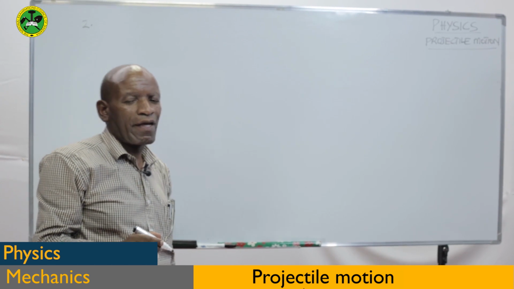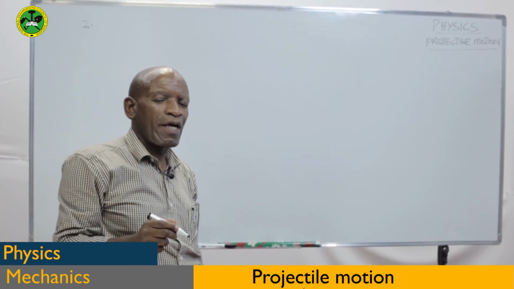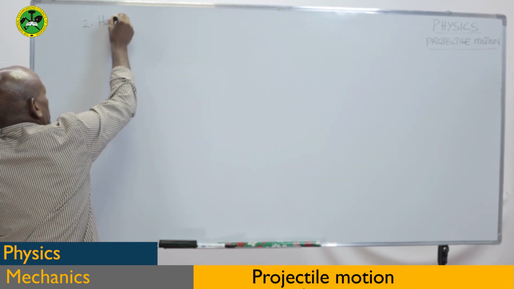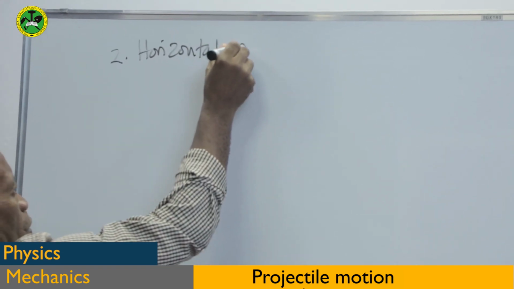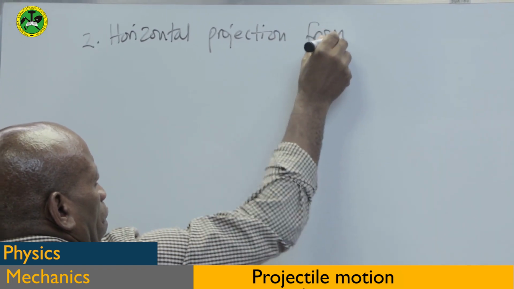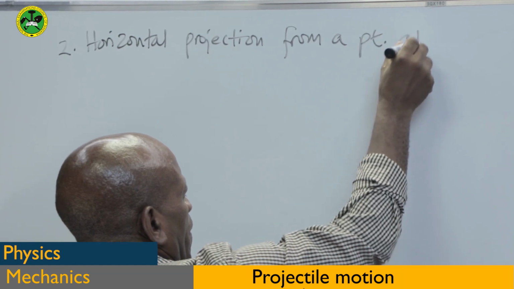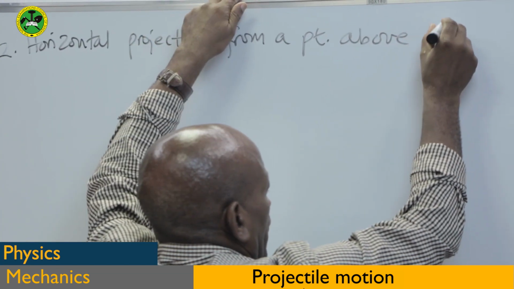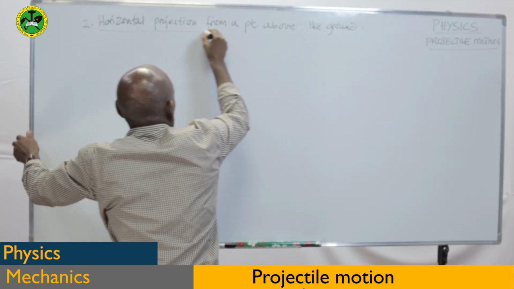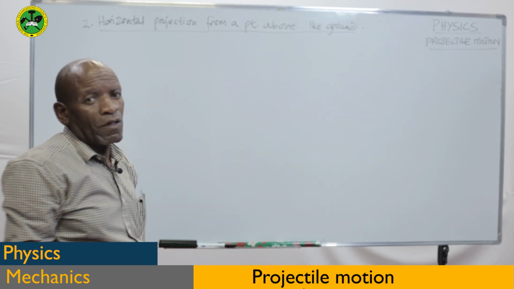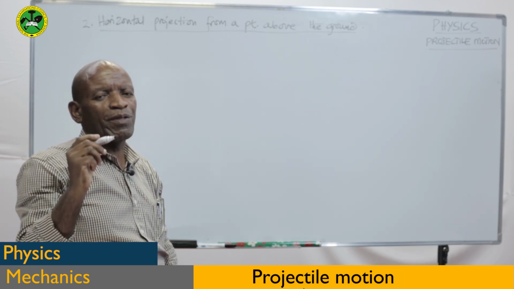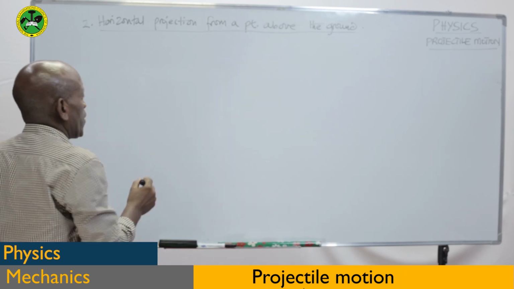The second challenging area is horizontal projection of a body from a point above the ground. This is another challenging area where we look at whenever a body is being projected horizontally from a point above the ground.